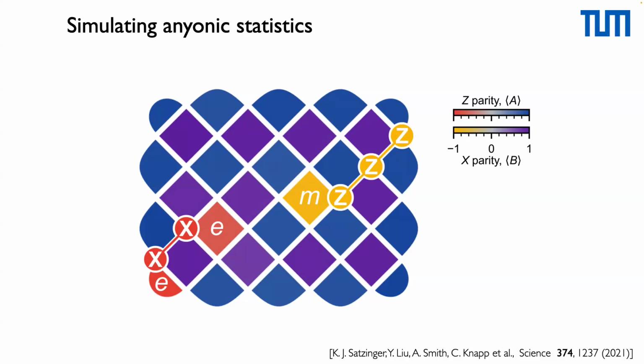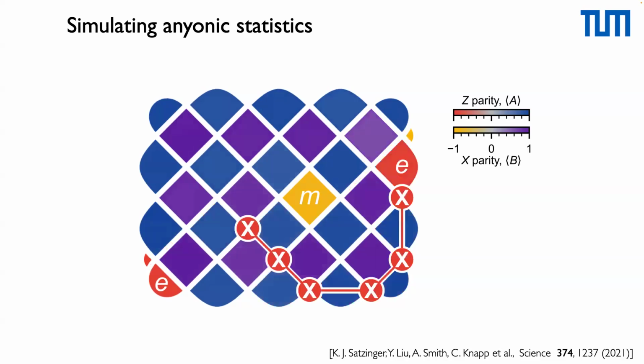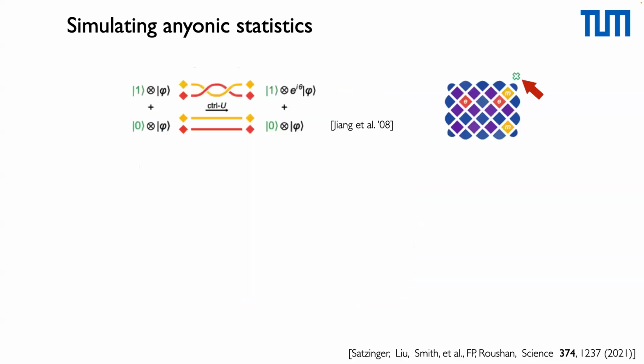But the data that we've taken here is really done basically for creating this movie, because whenever we peek at an intermediate state, that collapses the wave function and destroys the state. So from this experiment, we cannot extract the phase that we're interested in. But now we can perform a trick, using a so-called Hadamard test.